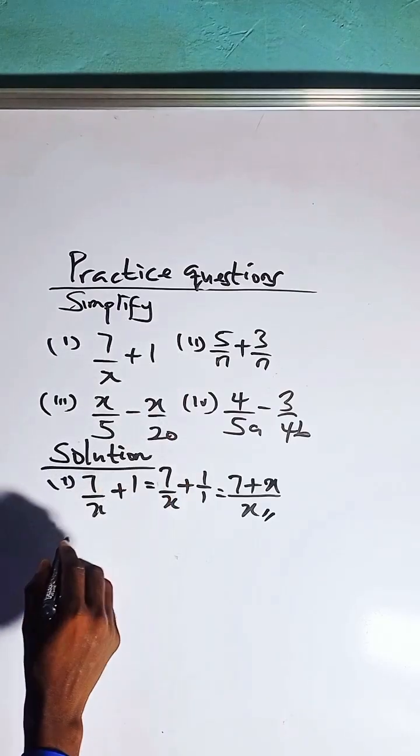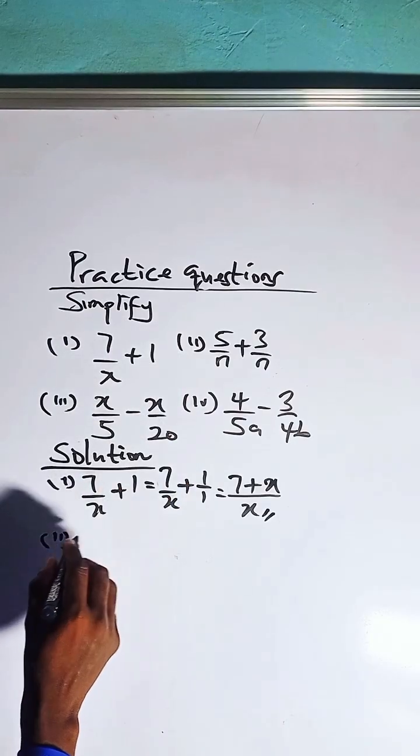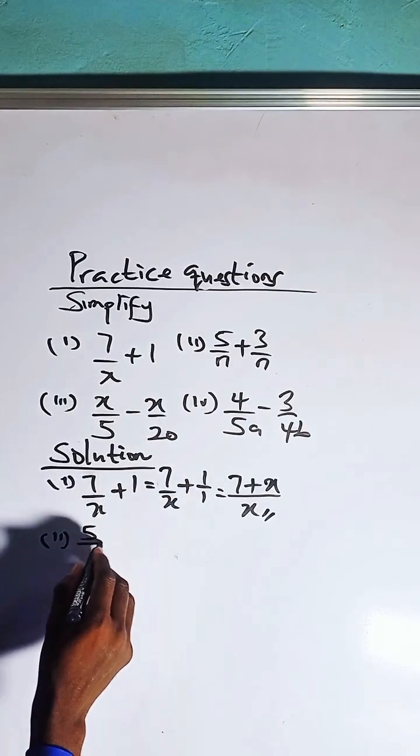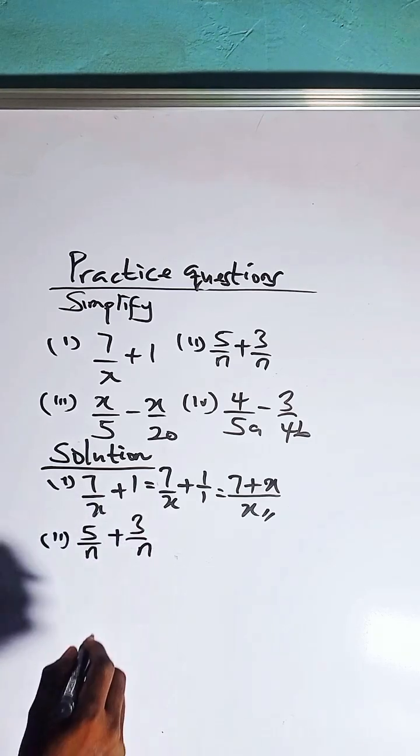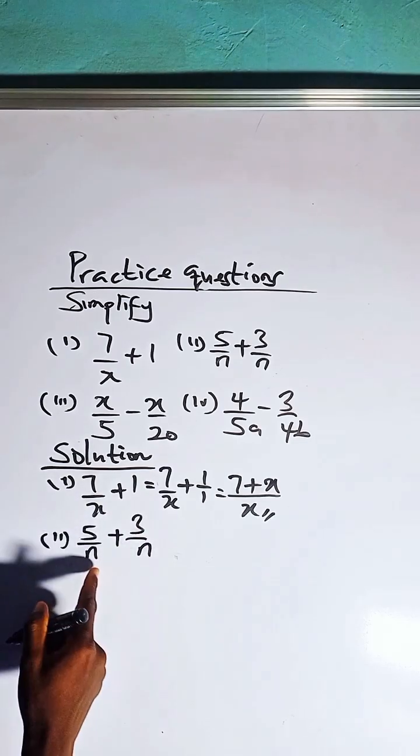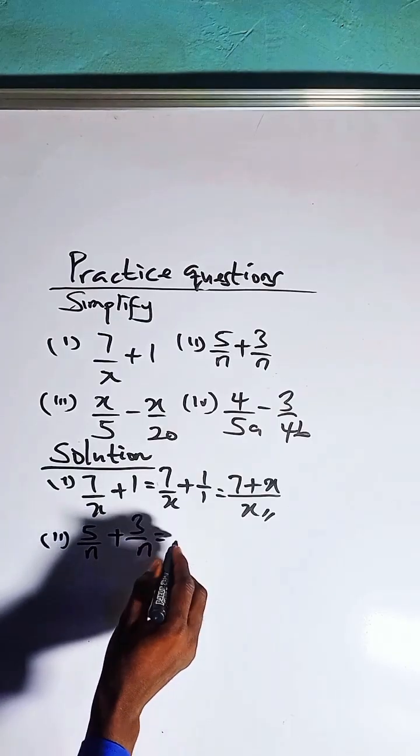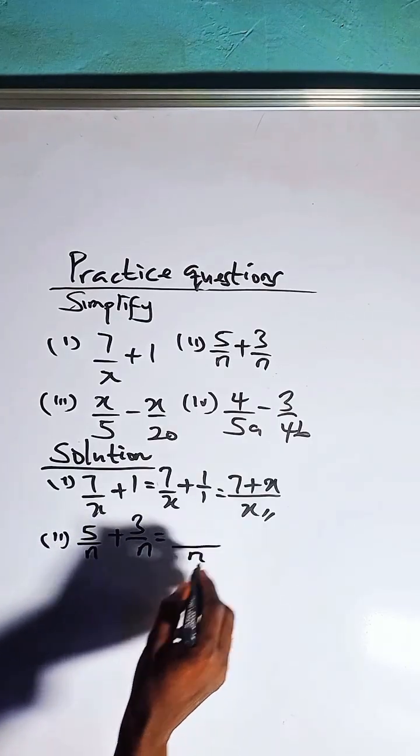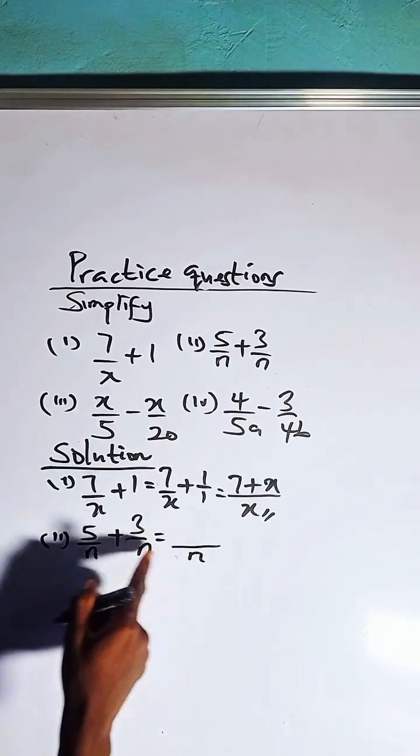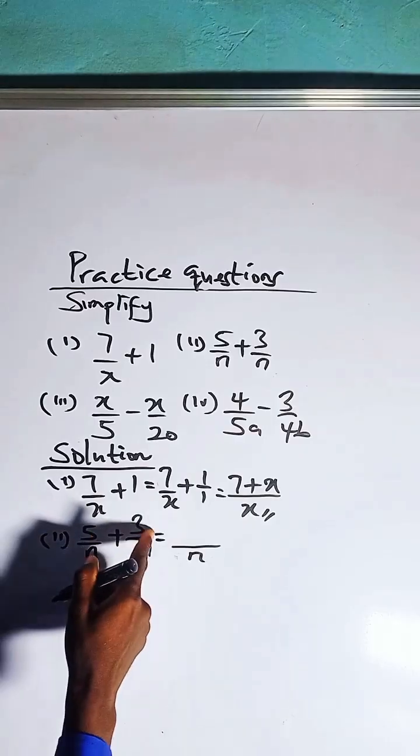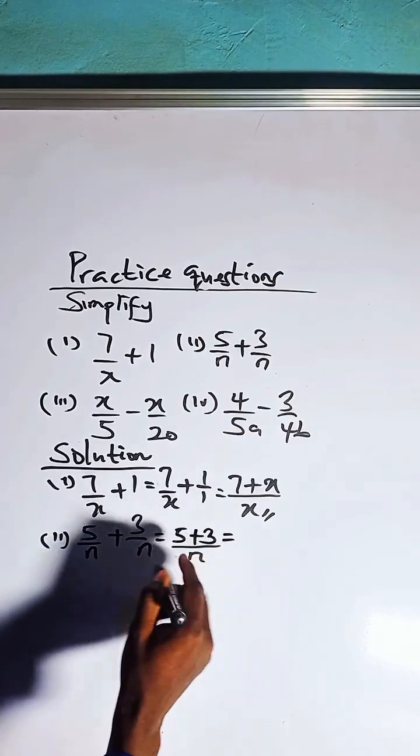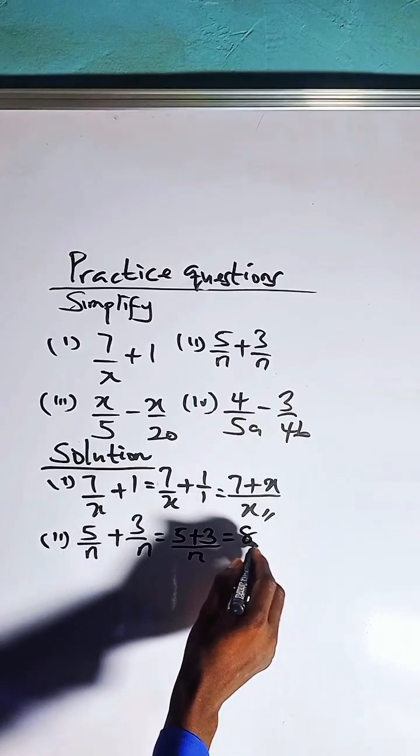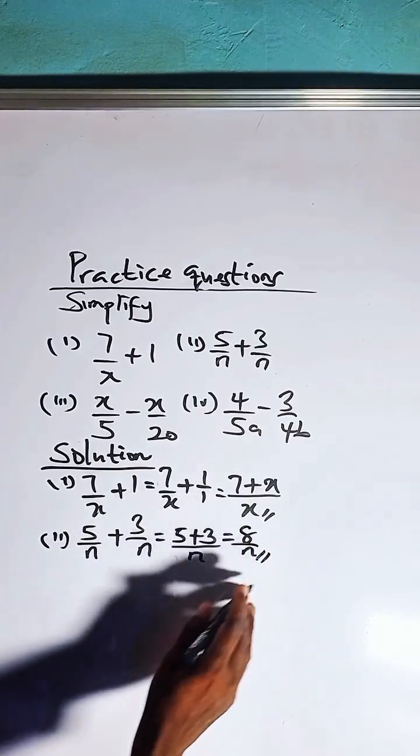For number 2, we have 5 over n plus 3 over n. So since we have a common denominator, we have to pick one. When we pick one, we have an addition, so we add up the numerators, so we have 5 plus 3. So 5 plus 3 gives us 8 over n.